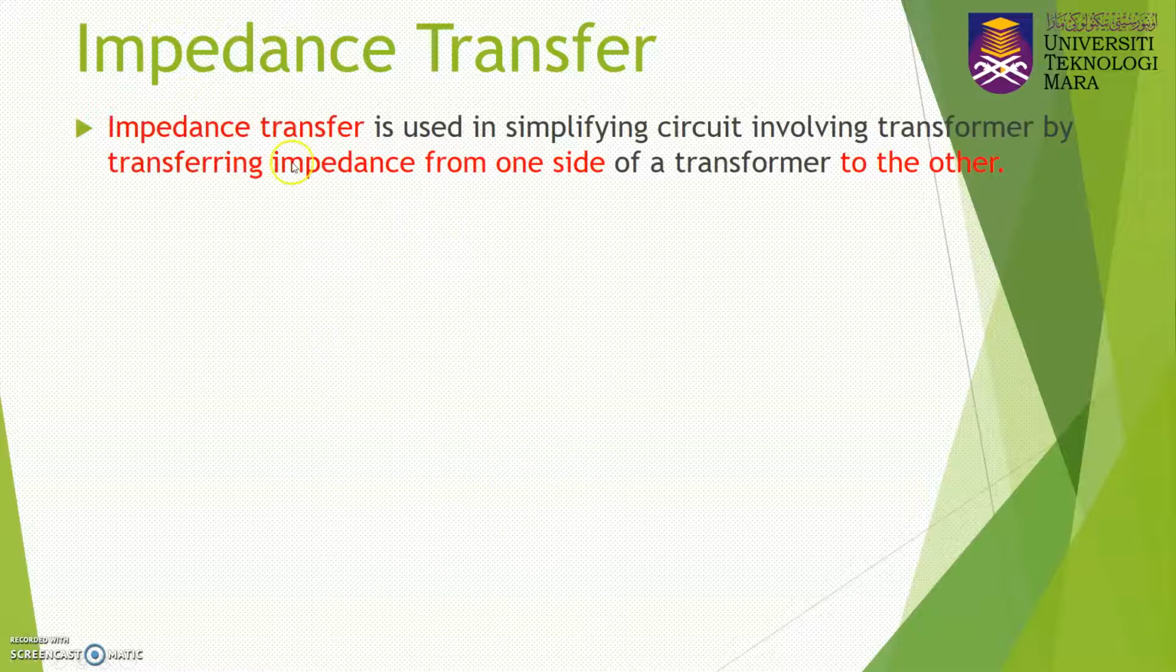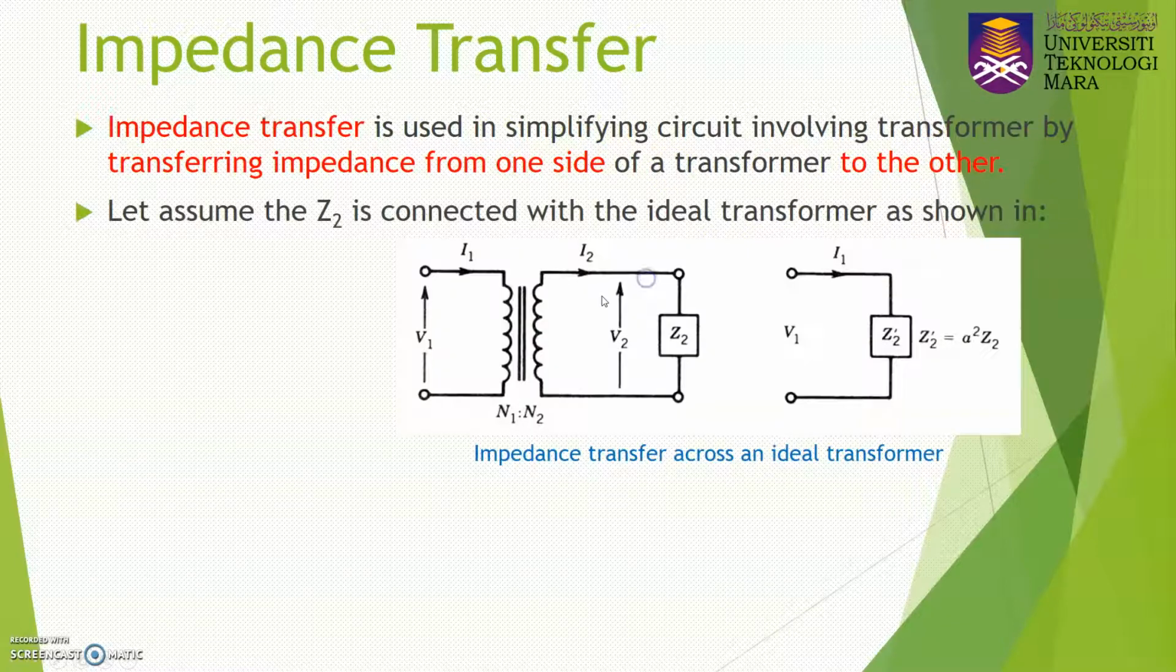Okay, so the impedance transfer is used in simplifying the circuit that involves the transformer by transferring the impedance from one side of the transformer to the other side. So you assume that you have this kind of ideal transformer, and then you have a Z2 that is connected to the secondary winding. Here you have the primary winding, and here is the secondary winding, and the secondary winding is connected to the Z2.